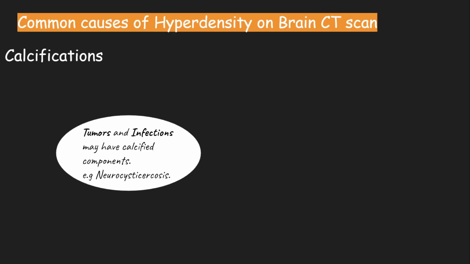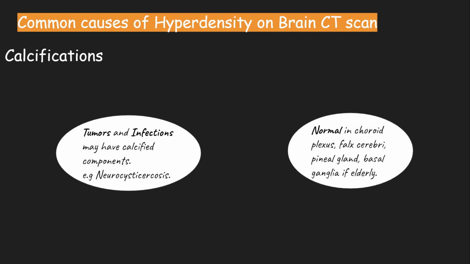Another common cause of hyperdensities is calcifications. Calcifications aren't abnormal all the time though. Some pathological causes include tumors and infections, neurocysticercosis being a useful example. On the other hand, it can be a normal finding, particularly if it's located in the choroid plexus, falx cerebri, pineal gland, or basal ganglia in the elderly.